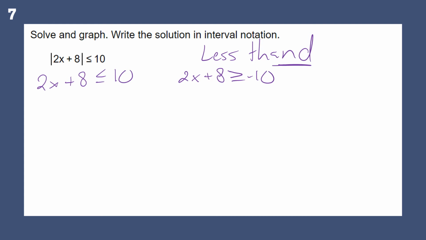The next thing we're going to do is subtract 8 from both sides. And that gives me 2x is less than or equal to 2.